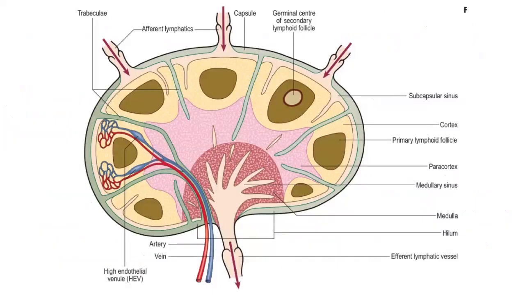So this is the microstructure of a lymph node. You see, this is the cortex. The cortex is not present at the hilum.